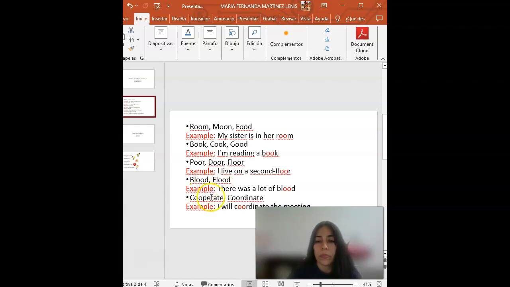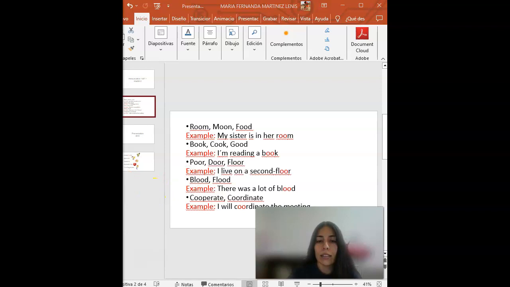Let's look at the next line. Blood and flood. We usually have problems pronouncing these words. Many people say blood with the wrong sound. That is wrong. This is blood. So it's a very strong U sound. Blood and flood. Example, there was a lot of blood.